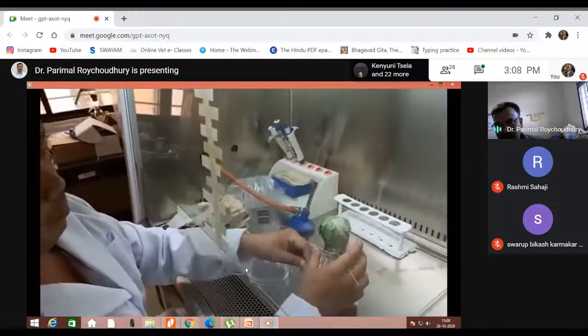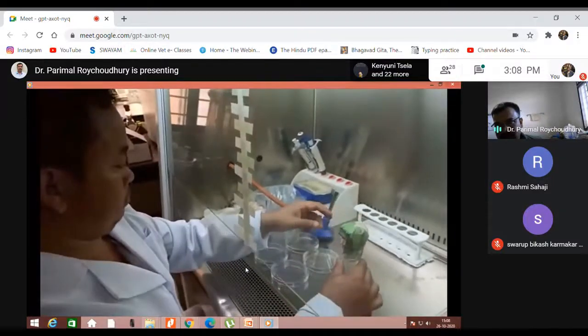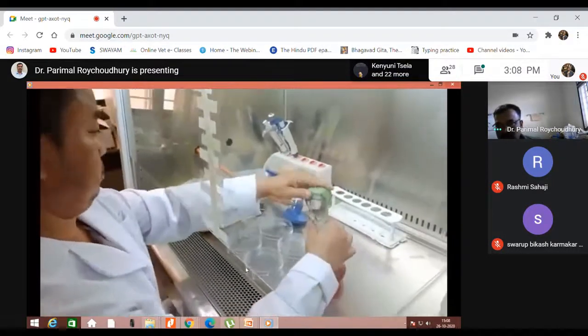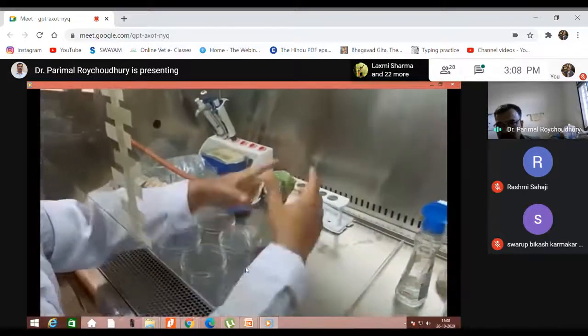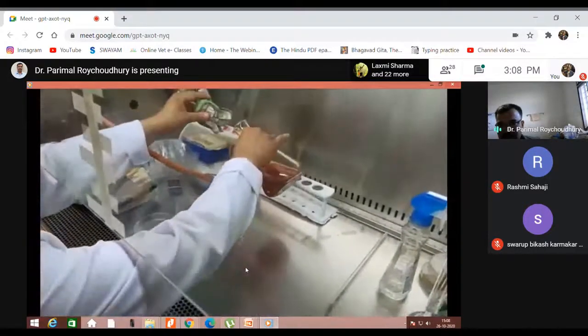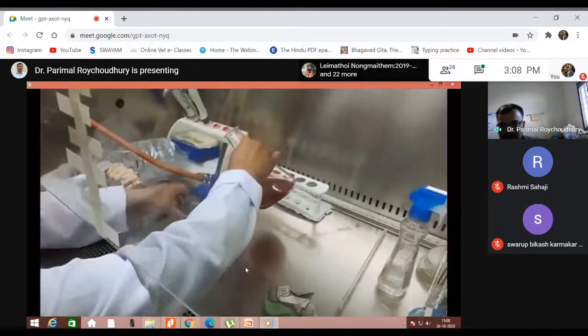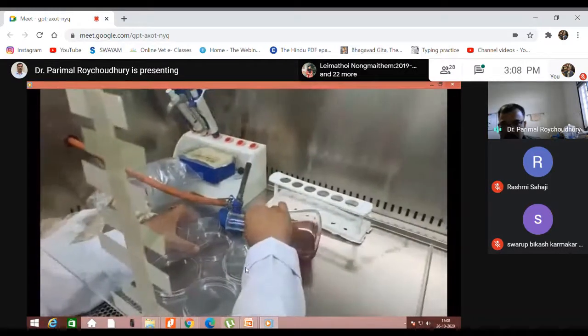After autoclaving, we have to open it near the flame inside the laminar flow only. You have to be careful. You should not open it outside this laminar flow. Everything will be contaminated. Then we'll pour this media.